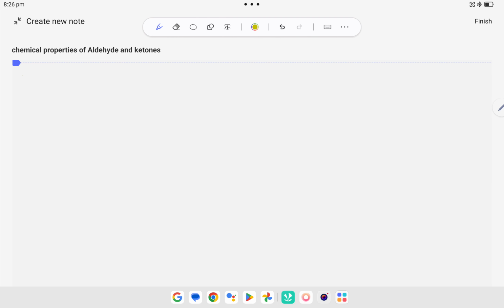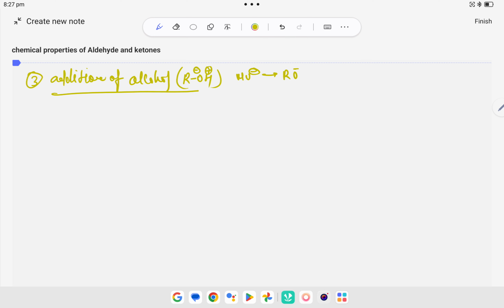Reaction number 3. Addition of alcohol. In the case of alcohol, R-OH, H is positive, RO is negative. You have to identify the nucleophile. That is a very important part. What is the nucleophile here? Alkoxide ion. RO minus is your nucleophile.